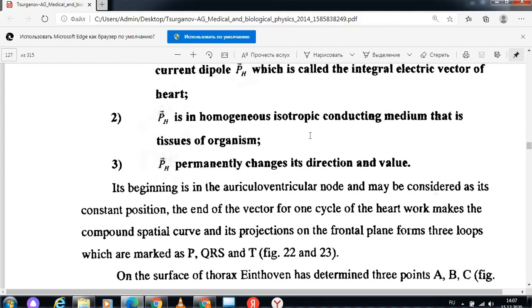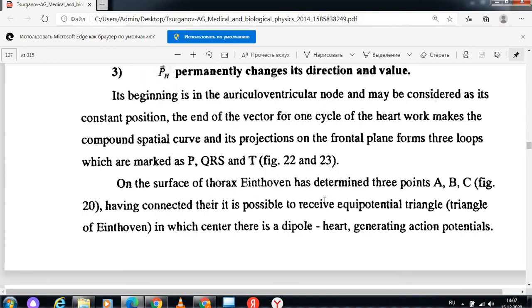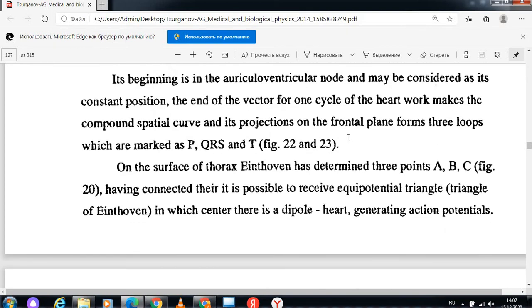Its beginning is in the atrioventricular node and may be considered as its constant position. The end of the vector for one cycle of the heart's work makes a special compound curve, and its projection on the frontal plane forms three loops which are marked as P, QRS, and T on figures 22 and 23.